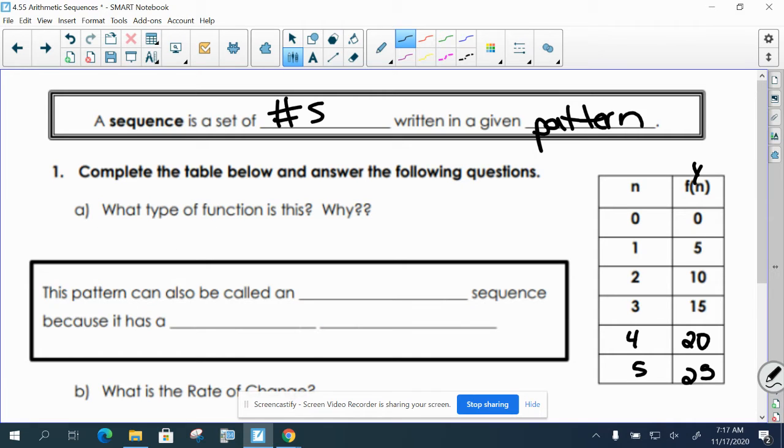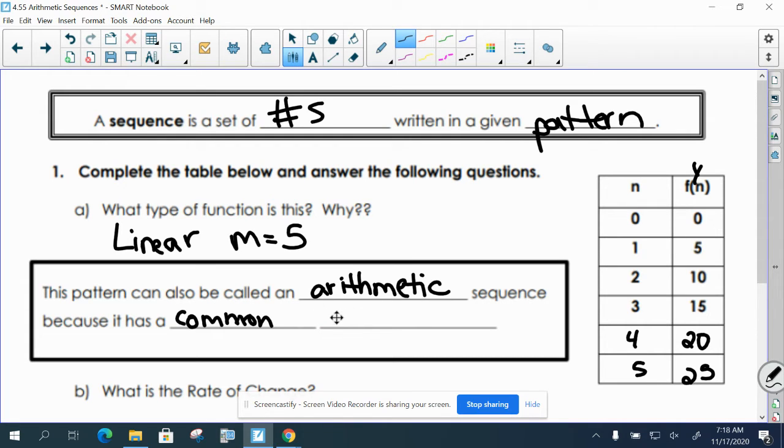Okay, so what type of function is this? This would be linear because of the reasons we stated before, because the slope is 5. You have a slope for the whole thing. The pattern can also be called an arithmetic sequence because it has a common difference. Please make sure that you're writing these terms down. Common difference basically just means the slope. So the difference between the y's is common through the whole thing.